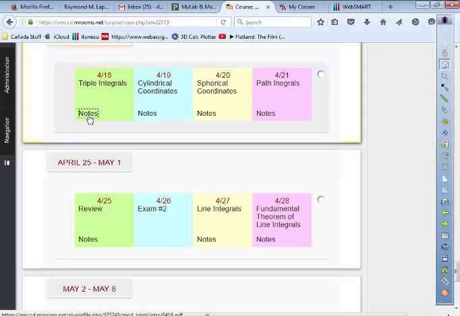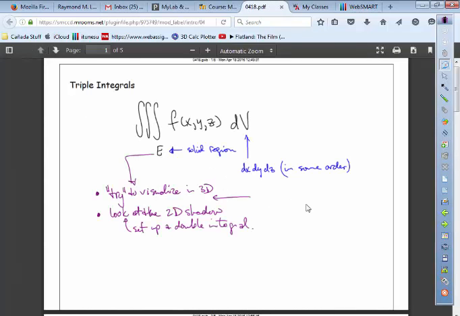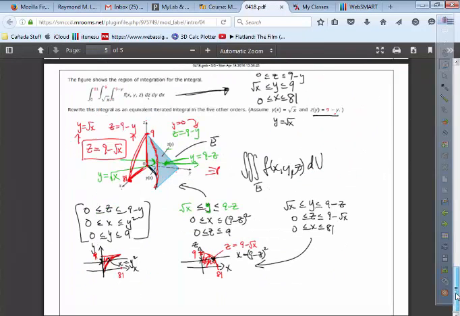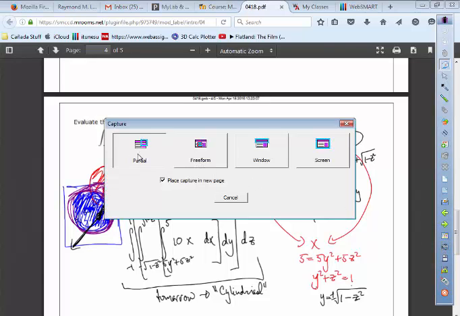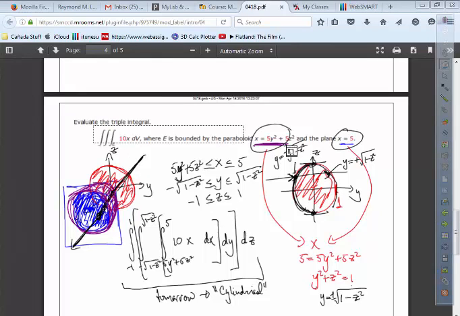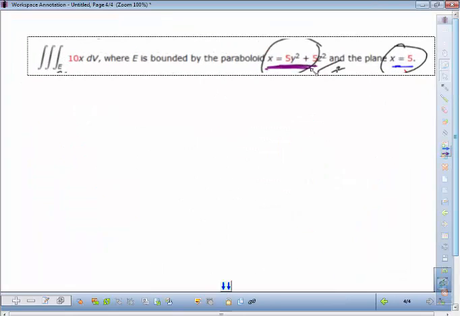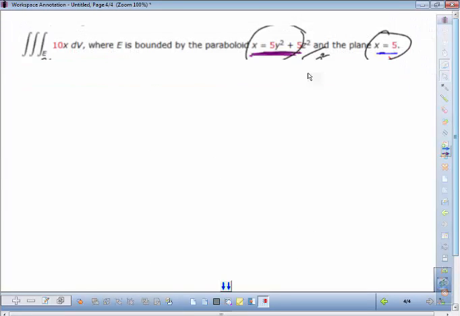Are the notes up? Yep, notes are up. So let's take a look at our problem. It's all annotated on. It's going to look a little messy. So let's take a look at this and quickly redraw.